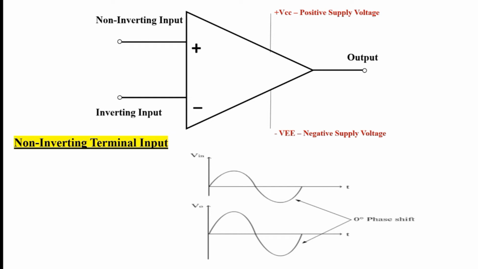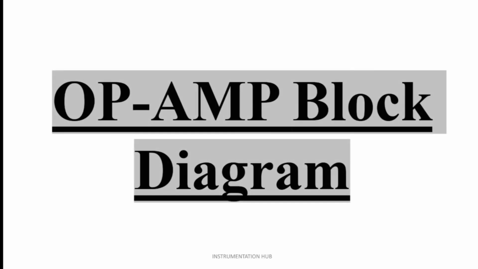The symbol of an OPAMP appears like an arrowhead. The arrowhead signifies the signal flow from input to output. Yes, and this is the basic thing that you can understand from the figure itself. But still, remember this. Okay? In the next part of the video, we are going to see the block diagram for an OPAMP.